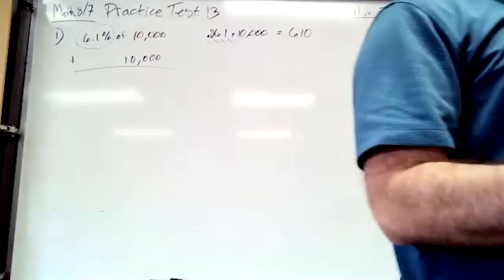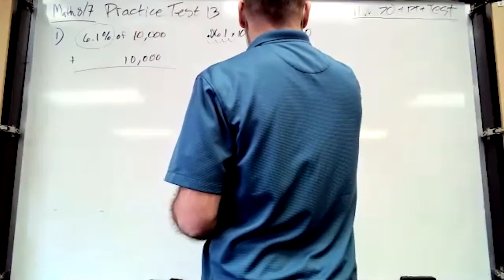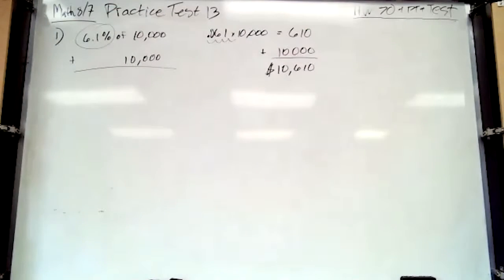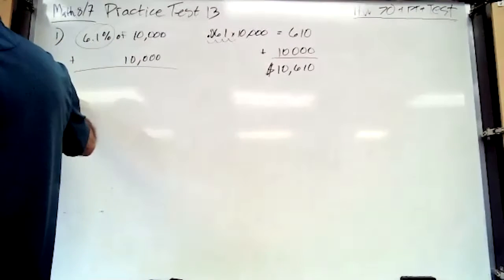So how do you calculate your final price? You add it. So $10,610. You guys okay with that? Does that feel okay? 6.1, that's kind of an annoying tax rate, right? So you just have to multiply, but luckily you're multiplying by 10,000, so that made it easier because multiplying by 10,000 is just moving a decimal. Okay, number 2.